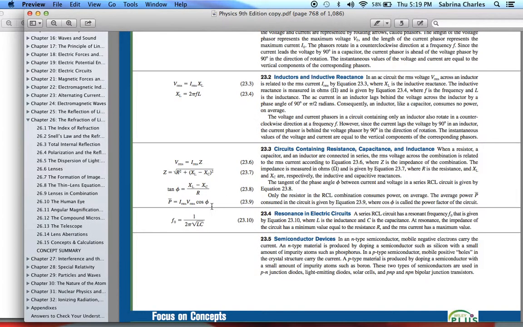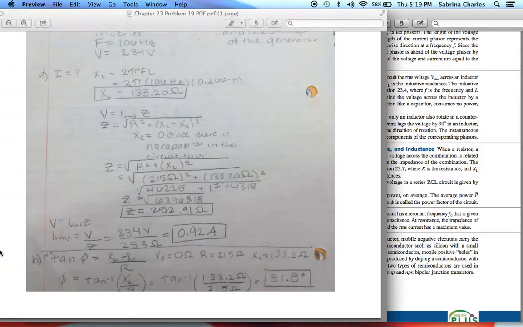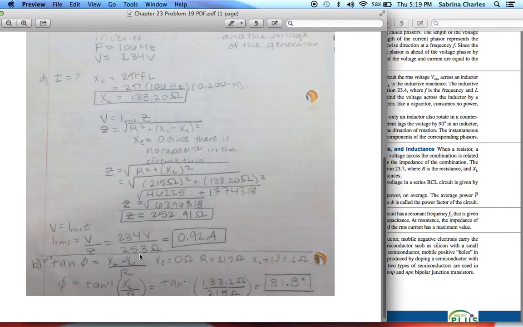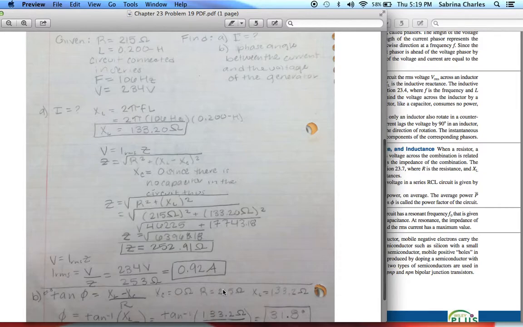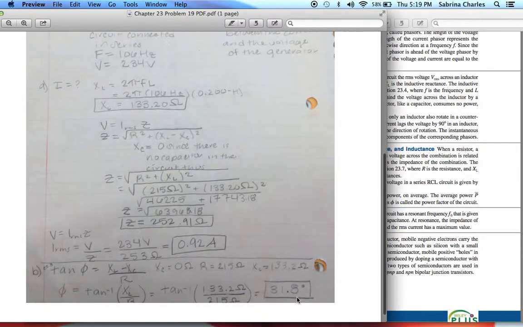In section 3, we see that we have tangent of the angle. I'm going to use this formula right here, which is equal to XL minus XC over R. Once again, we don't have a capacitor in this circuit, so that's just 0. Our R is 215 ohms, and our XL is 133.2 ohms.